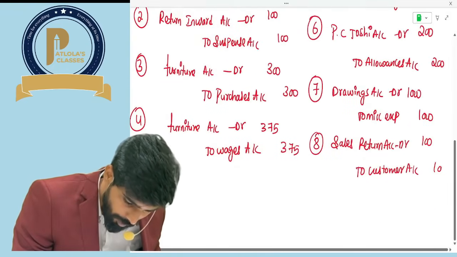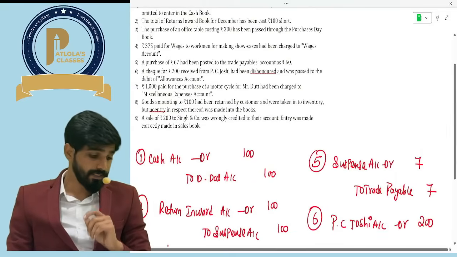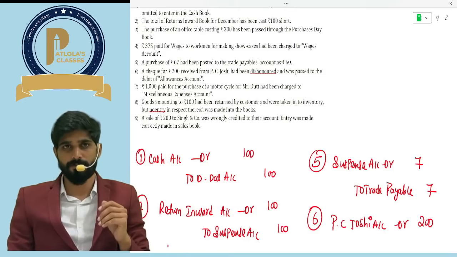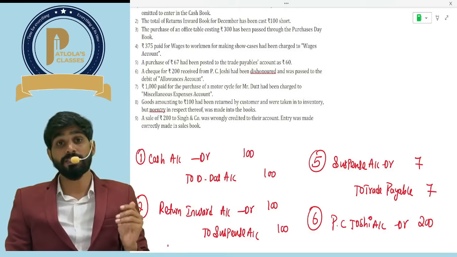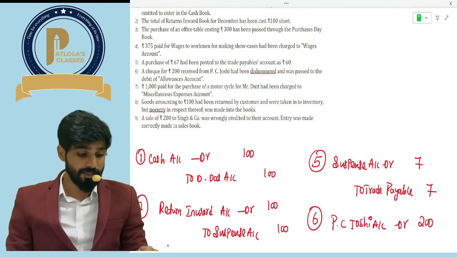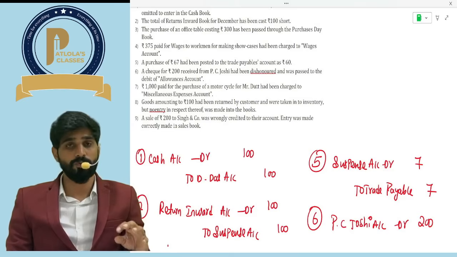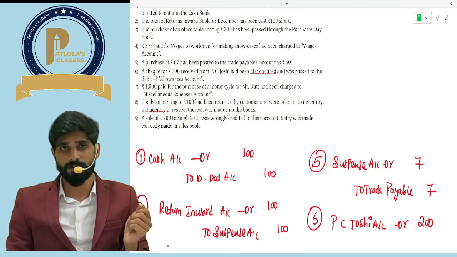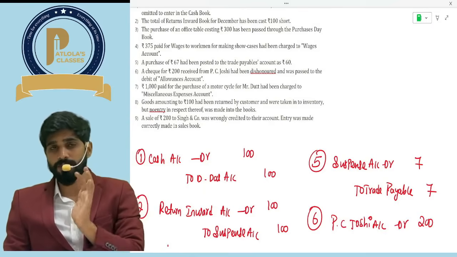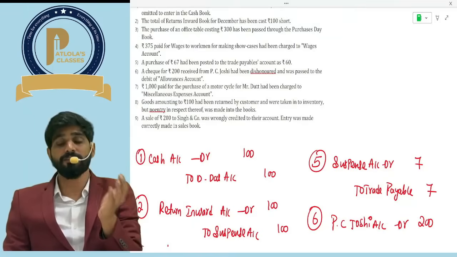Next, coming to the last one, the most important one. A sale of 200 to Singh and Co. Whenever you make a credit sale to someone, that is Singh and Co., his account has to be debited. But what they have done is wrongly credited their account. The entry was made correctly in the sales book. So the entry should have been Singh and Co. account debit to sales. Sales was correctly done. Singh and Co. account should have been debited, but they have credited that.